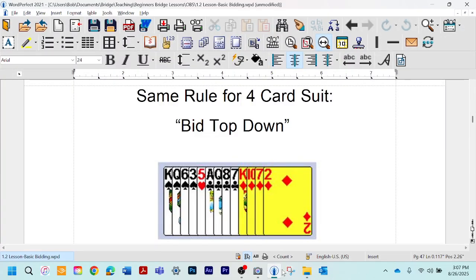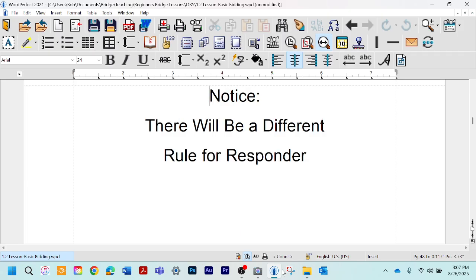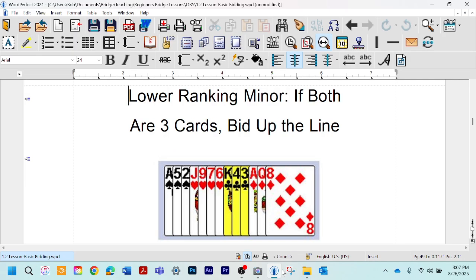Same rule for 4-card suits. Bid them top down. You've got 4 clubs and 4 diamonds. Which one do you bid? You bid the diamonds. Now, your clubs are better than your diamonds, but that doesn't matter. You bid the length first, and you bid top down. Notice there'll be a different rule for responders. That's what's difficult about bridge: different rules for different positions.